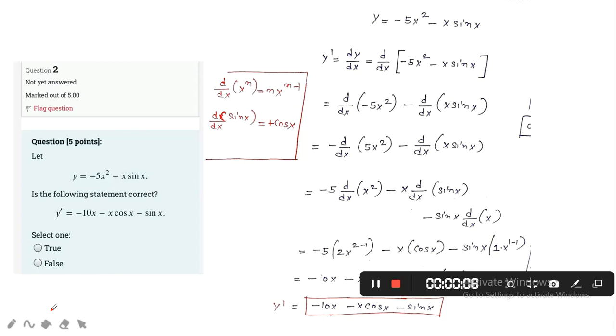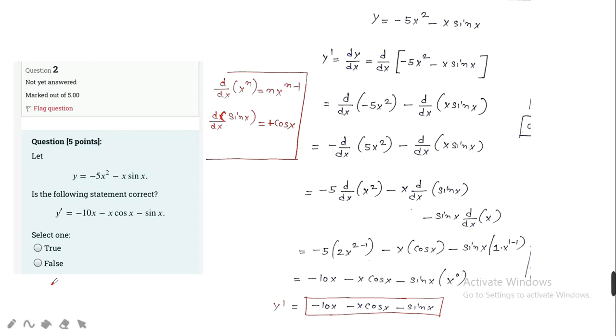So here it is a question of calculus 1 and we have been given a function in the form of x. y is equal to minus 5x square minus x sin x. So it is the given function and we have to identify whether the first derivative of this function is correct or not. We have been given the first derivative of this function, that is y dash is equal to minus 10x minus x cos x minus sin x. Here we have to identify whether this first derivative is true or false.